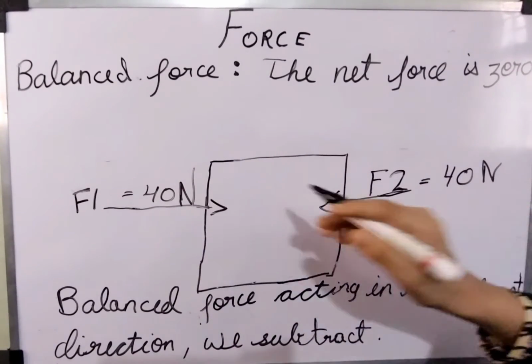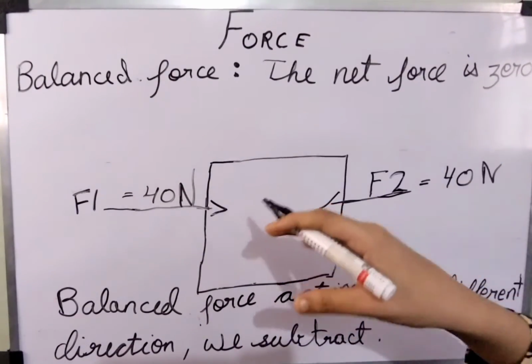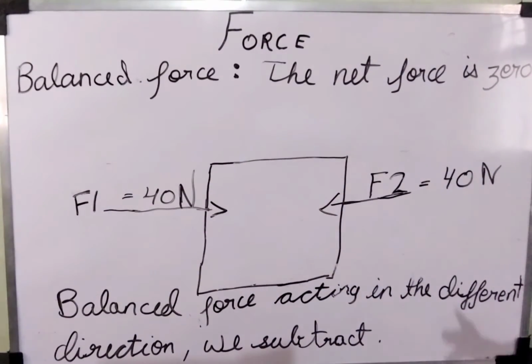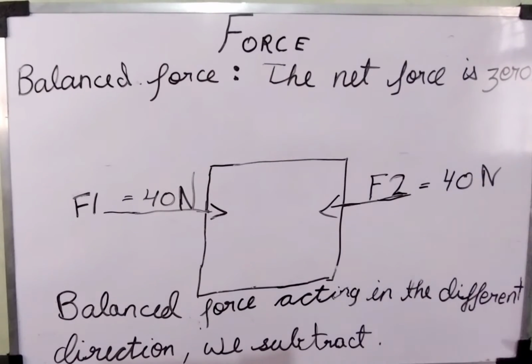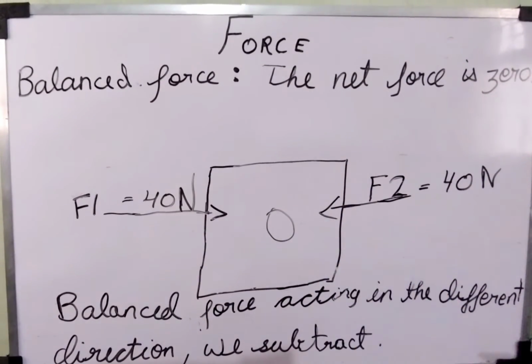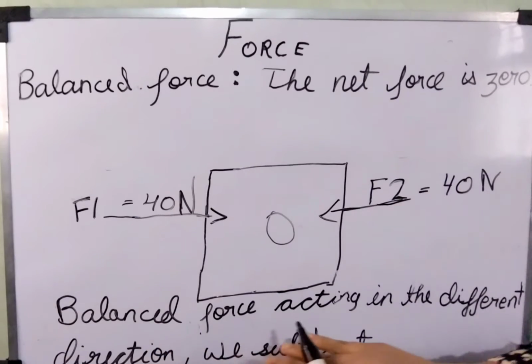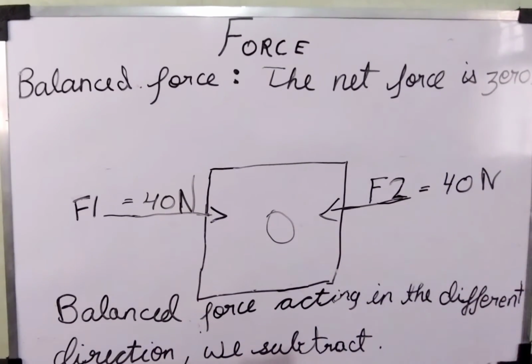They are the same. So here we have to subtract: 40 minus 40 will give us 0. So the net force is 0. Yes, so the force applied on this object is 0 and it will remain stationary, or at rest, we can say. Balanced forces act in different directions, and that time we subtract.